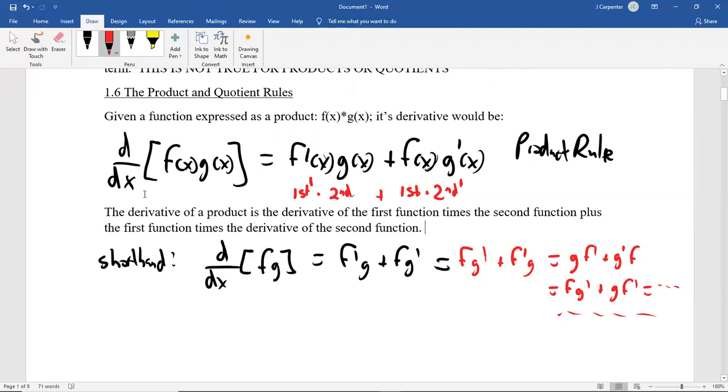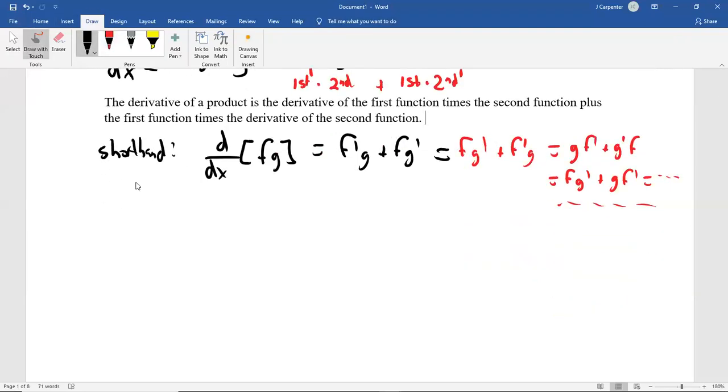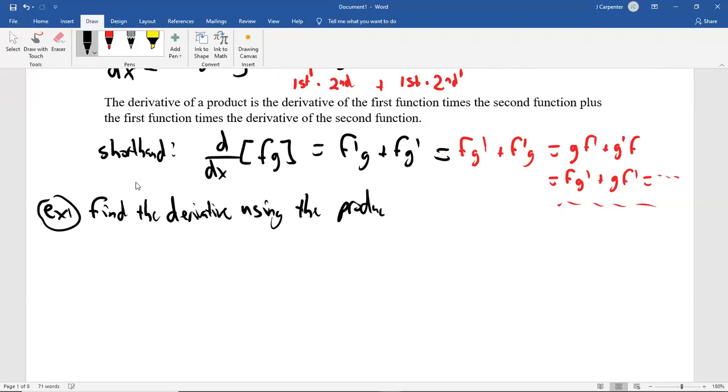So let's try this out. Let's stop rambling. Let's not talk about it. Let's be about it. Example one, and we're going to find the derivative using the product rule. A. And we're going to start out with something simple. f of x equals x cubed times x squared.